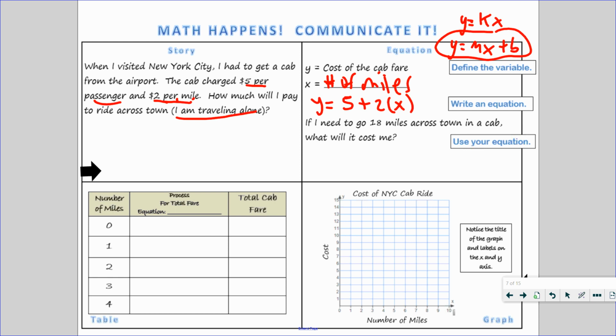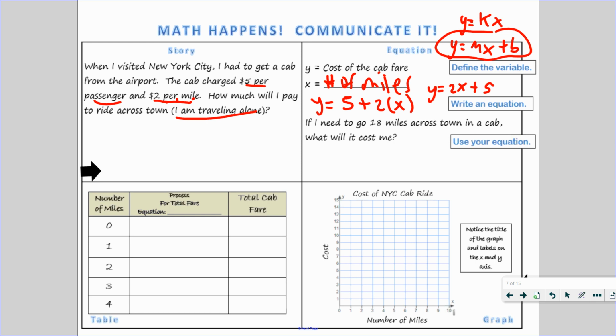So I'm paying $5. First of all, I have to pay $5 just to get in the cab, plus 2 times a mile. Is there another way I could have written that equation? You could write it as y equals 2x plus 5. You could write it as y equals 5 plus 2x. There's so many ways of writing it.